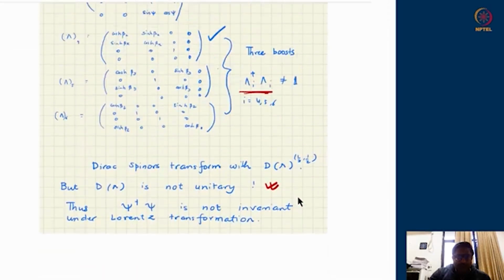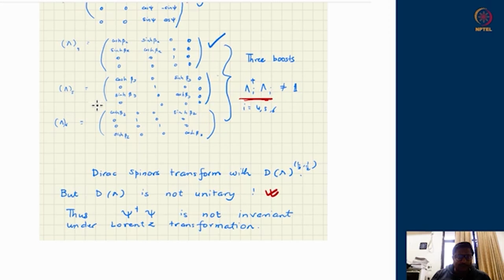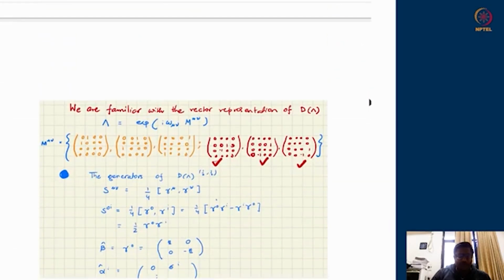Similarly, for boosts, there are three boosts along the x-axis, y-axis and z-axis. Do the following operation. Take d lambda upon d beta, the parameter of the boost, obtain the new matrix and put the parameter to 0. And that will give rise to the three boost generators, which are these three matrices. So this overall gives you six generators of the Lorentz transformation, three boosts and three rotations, which collectively are written as M mu nu.